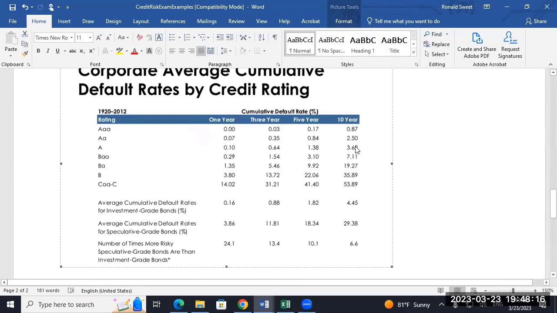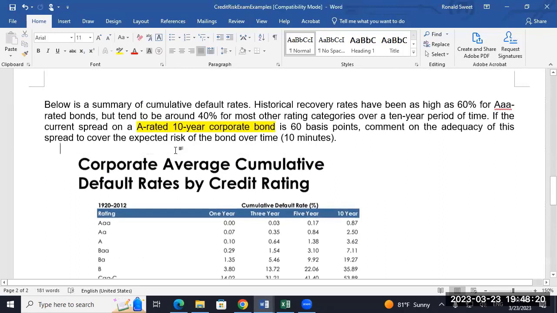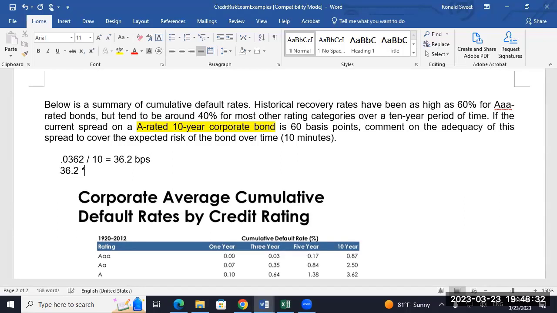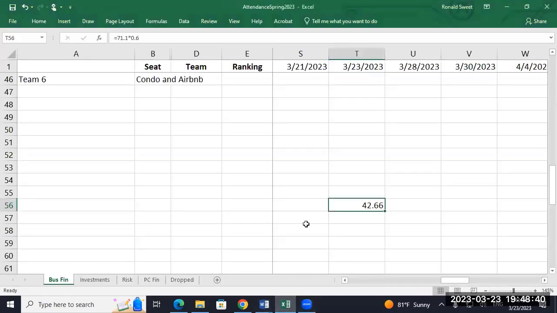So 362 basis points, or 3.62%, over 10 years. You take 0.362 divided by 10. That's about 36.2 basis points. 36.2 times 1 minus, again, 40%. So 19 point something, I can't do that math. 36.2.